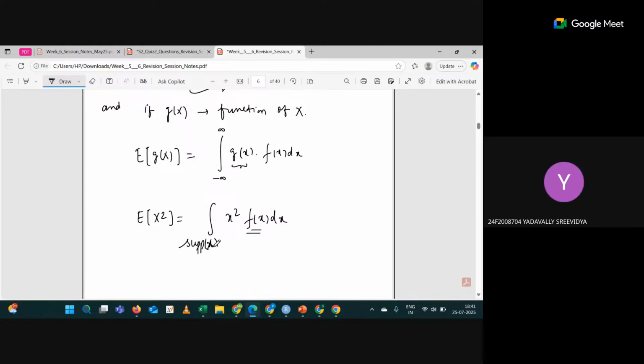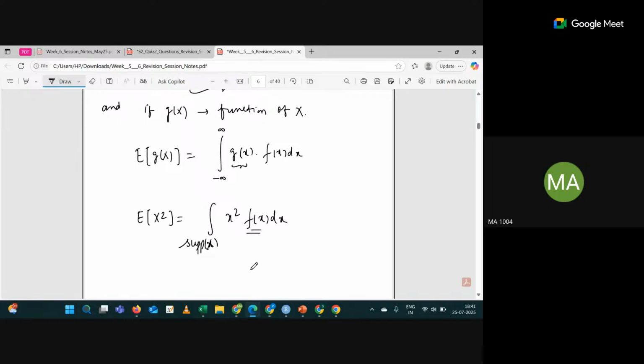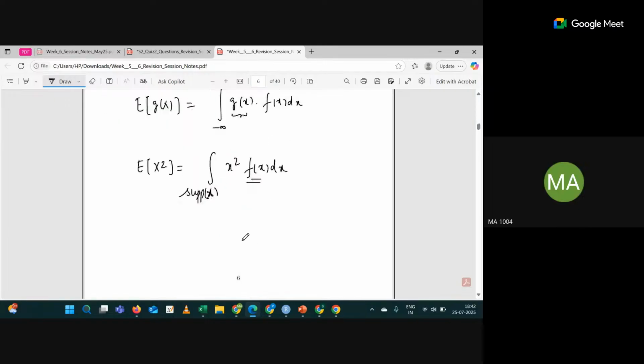What is the support of x? Basically, you can see where x lies. For this interval, the PDF should be strictly greater than 0. In simple terms, in the case of discrete, you are saying the range of x, right? Here it's the support of x. Okay, thank you. Very simple example, sir.